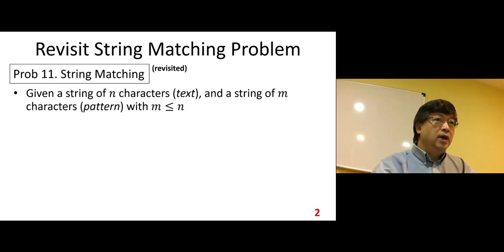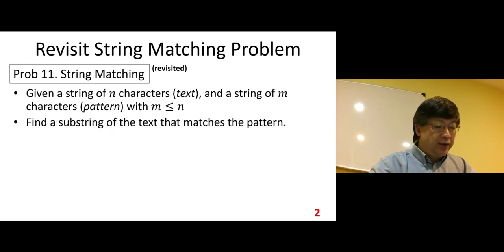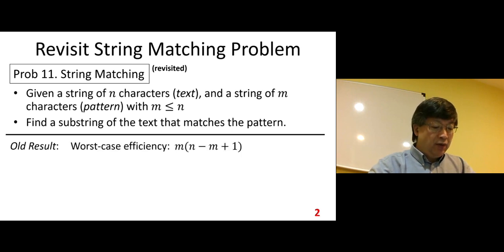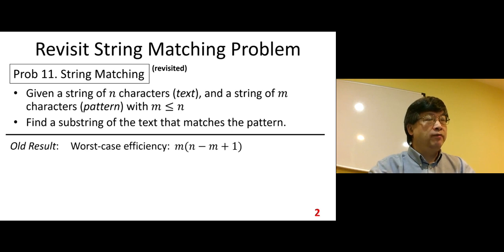Just to remind you of the problem: we're given an n-character text and an m-character pattern, and we're trying to find a match. That's the string matching problem. We got our old result, worst case efficiency m times (n minus m plus 1). So very easy.